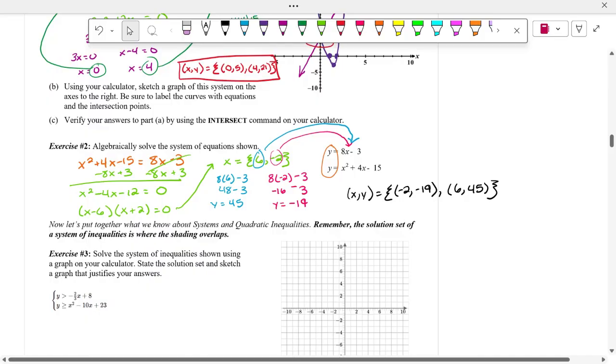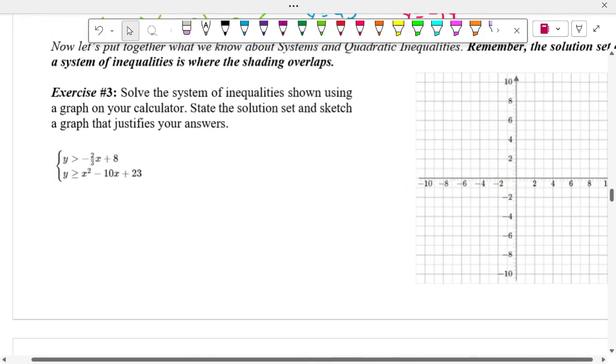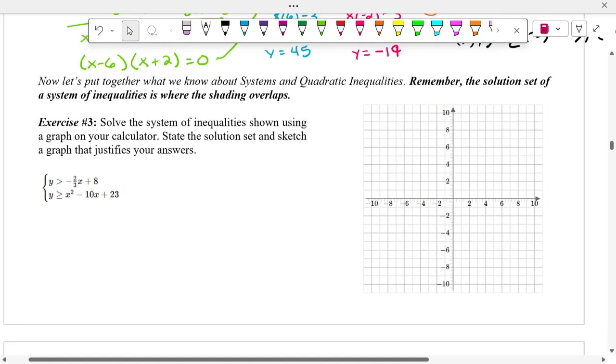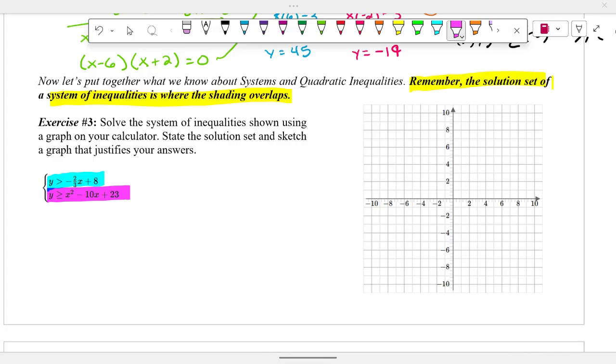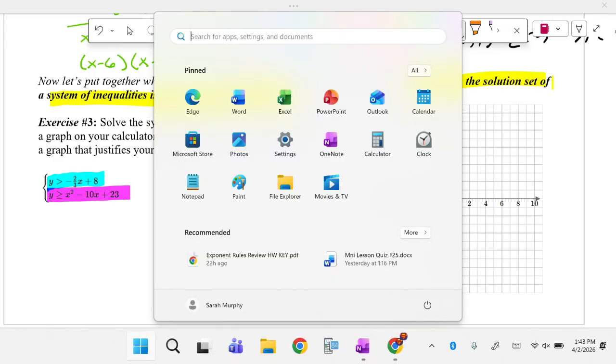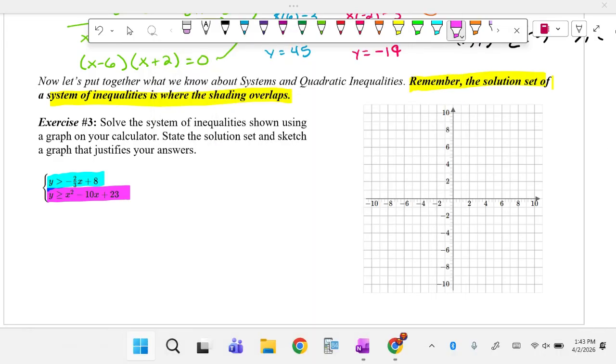Now, there's also a system of inequalities. The system of inequalities, I would 100% put in your calculator. This would not be on the quiz, but it's still good to see. Remember, the solution set of a system of inequalities is where the shading overlaps. You can literally plug these in verbatim into Desmos, and it'll do the shading and everything for you. So I'm going to do that.